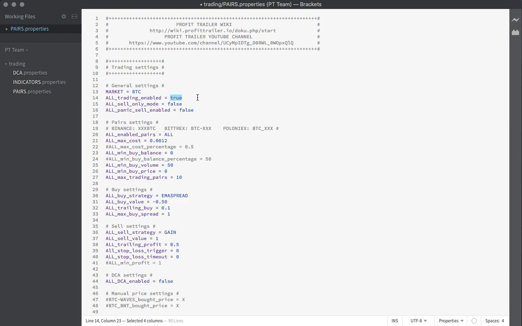All trading enabled. This is your switch to turn on your trading. If this is set to true, that means you're going to trade. Set to false, it disables all trading, no buys, no sells. Nothing happens. So in order to trade, leave that as true.